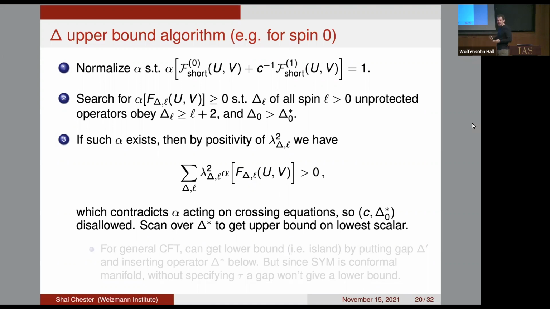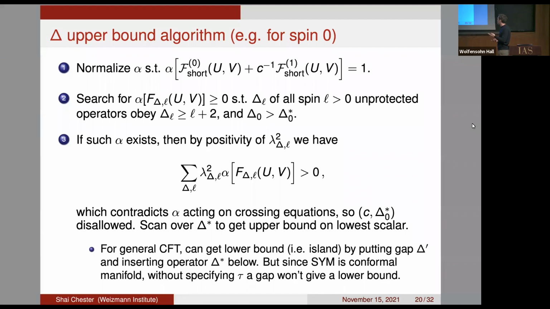But this would contradict alpha acting on the 4-point function. And so this shows you that some assumption you made is false. In particular, this means that the bound delta 0 is greater than or equal to delta 0 star must be false. And so this gives you a disallowed point in the plane of C and delta 0 star. And so by running this algorithm for many different values of delta star, you thus get upper bounds on the lowest scalar operator as a function of C. So this is an upper bound.